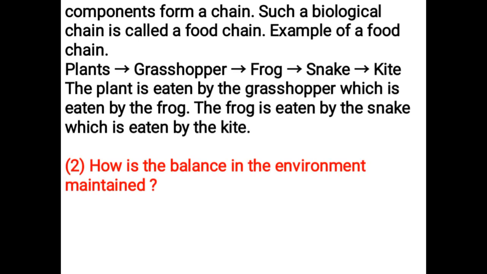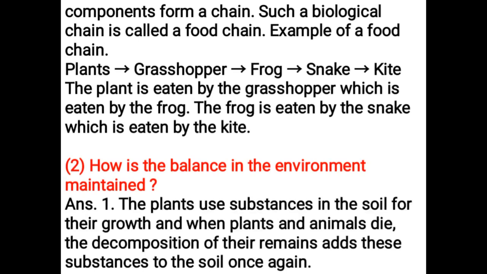How is the balance in the environment maintained? The plants use substances in the soil for their growth, and when plants and animals die, the decomposition of their remains adds these substances to the soil once again.